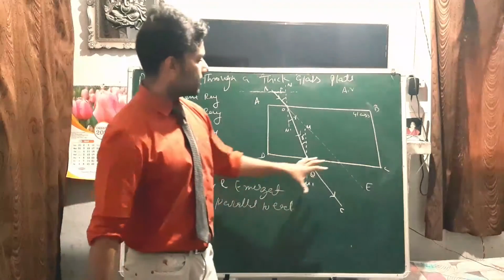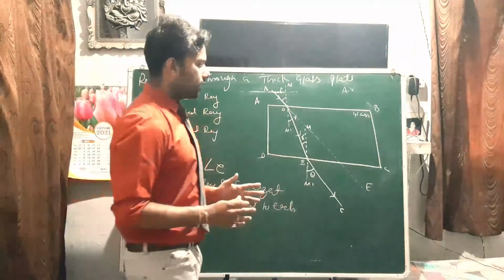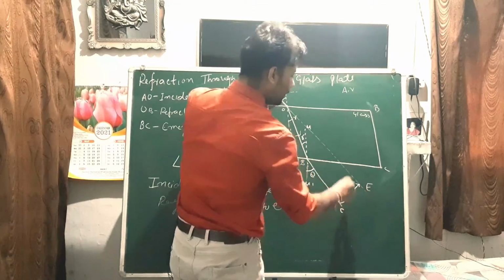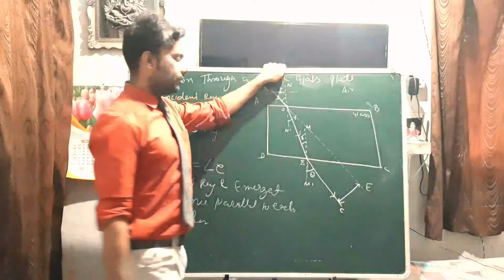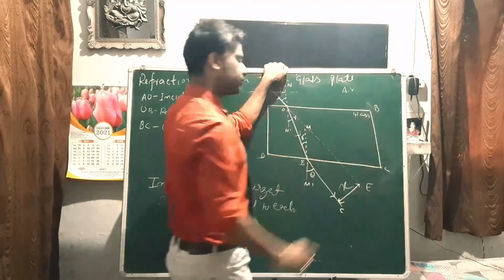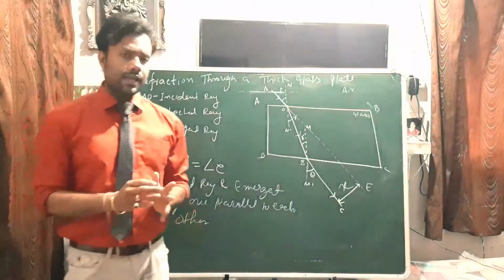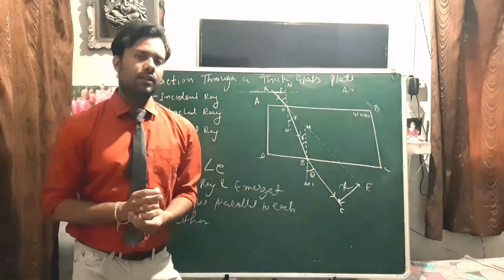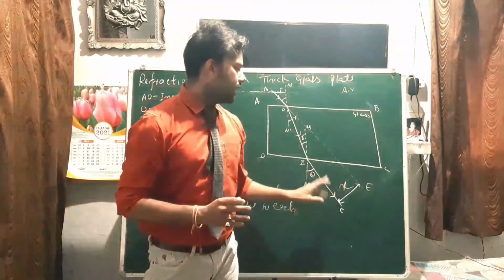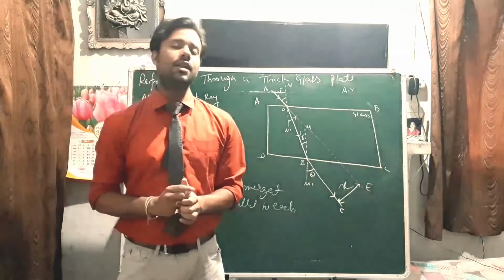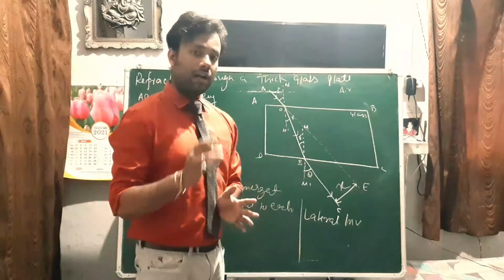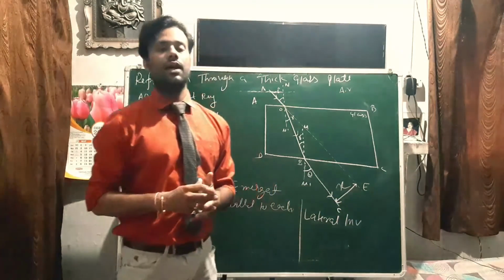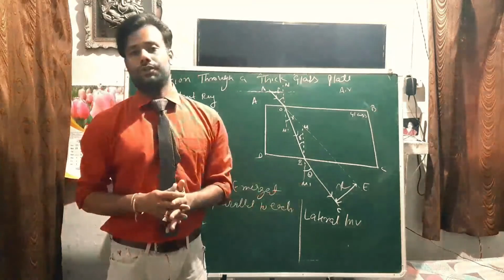But as you can see in this diagram, they are not coincident. There is some distance between the incident ray and the emergent ray. Let the distance be x. This distance x means a parallel shift between the incident ray and the emergent ray. This is known as lateral inversion. So this parallel shift between the incident ray and the emergent ray is known as the lateral inversion.